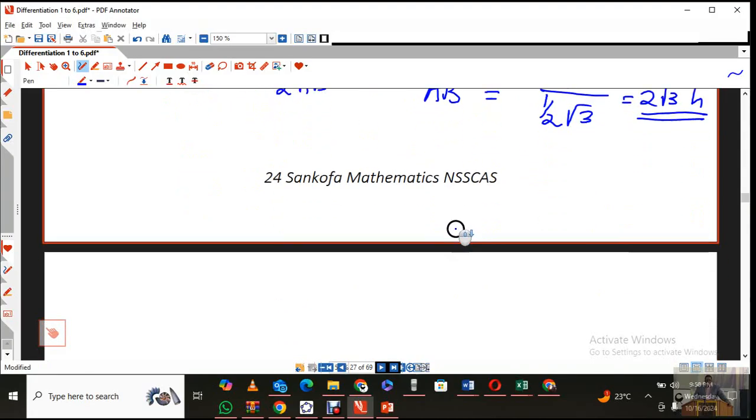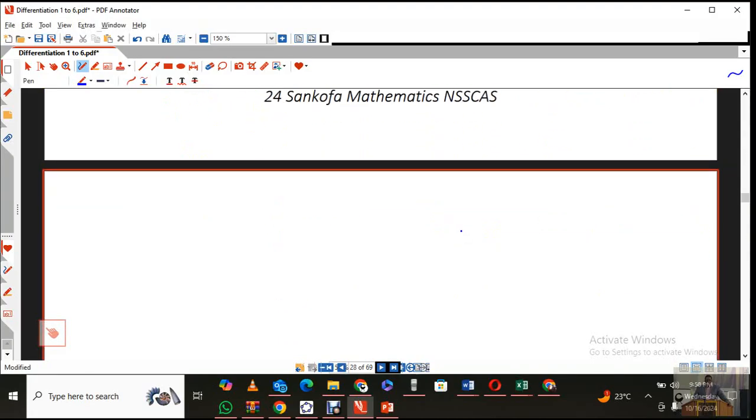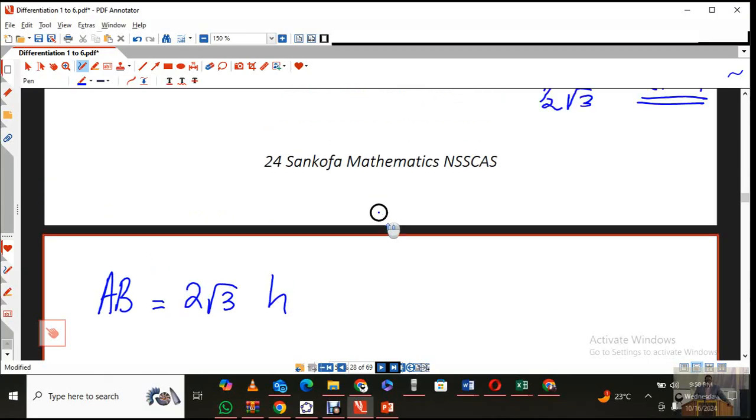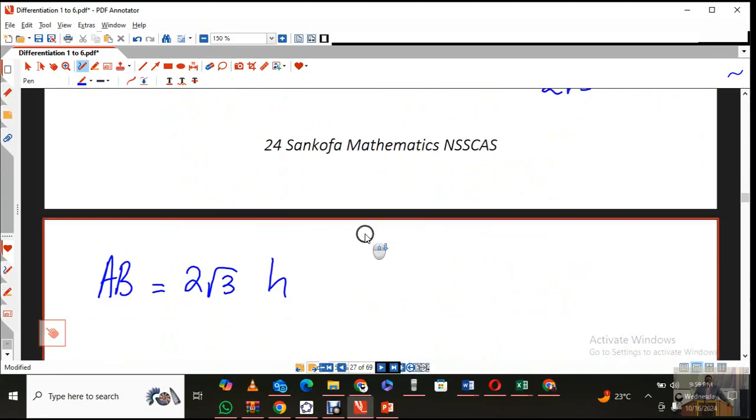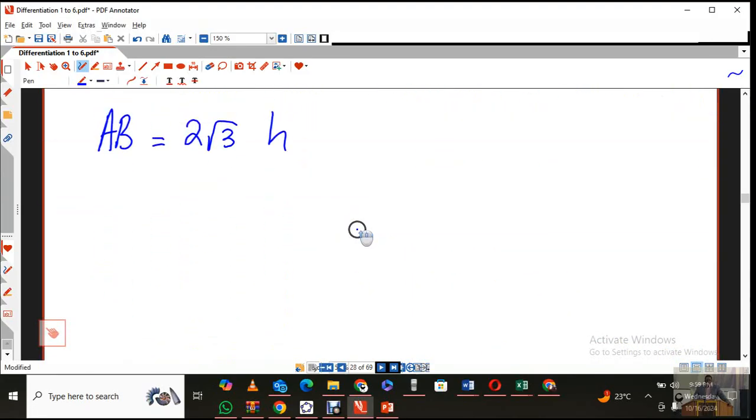So I'm going to use that, my second page. So I'm just going to write down what is AB. AB was 2 root 3 h. Now you will see very obvious why that's important for me to do. The volume of the water in the tank, the volume, you find the volume by taking the area of this triangle, can you see the area of the triangle, times the length.